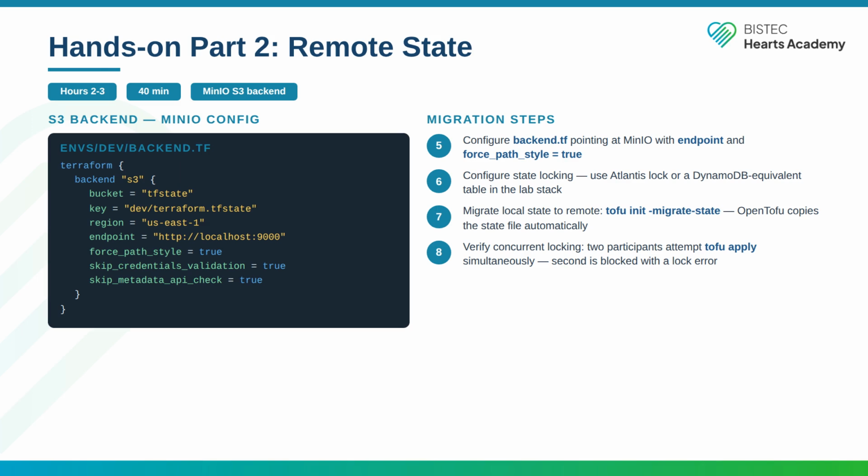Step 8. The locking demo. Two participants start tofu apply simultaneously against the same environment. One succeeds. The other sees the error: Error acquiring the state lock. That error is correct behavior. It protected you from concurrent mutations. This is what remote state locking looks like in practice.